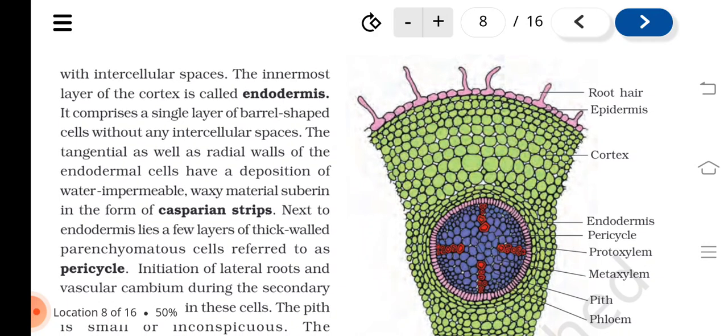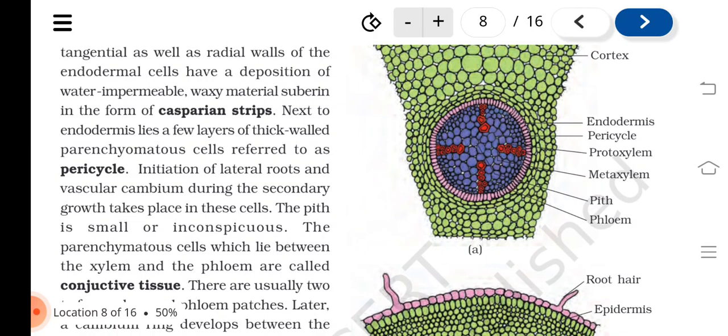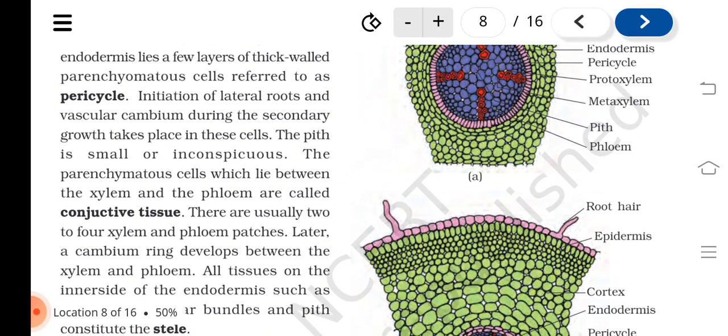It comprises a single layer of barrel-shaped cells without any intercellular spaces. The tangential as well as radial walls of the endodermal cells have a deposition of water impermeable waxy material suberin in the form of Casparian strips. Next to endodermis lies a few layers of thick-walled parenchymatous cells referred to as pericycle. Initiation of lateral roots and vascular cambium during the secondary growth takes place in these cells.